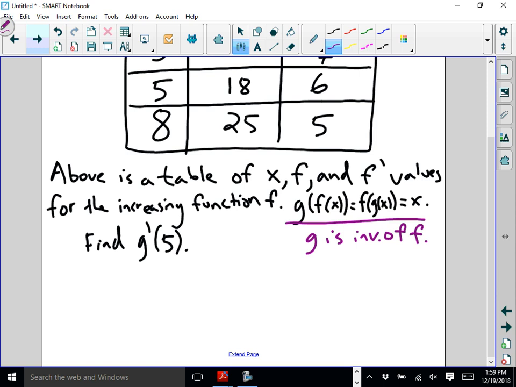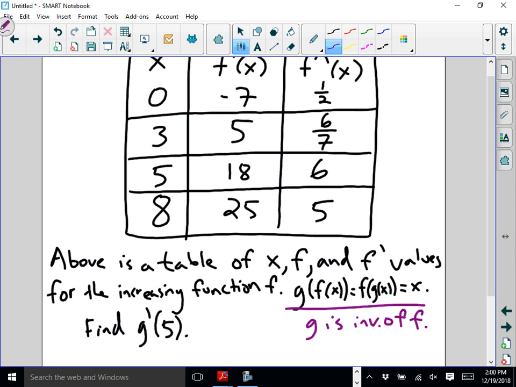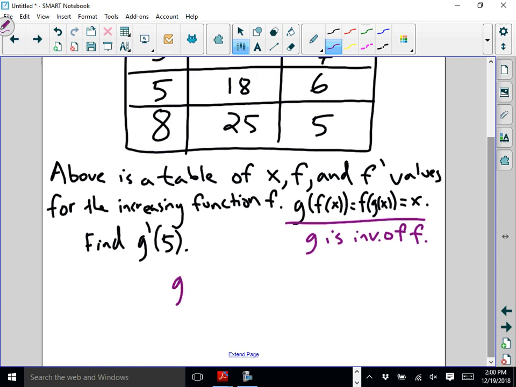Now again, we want to find g prime of 5. Okay? Now, when I look up at this table, I see 5s all over the place, right? Also notice, the question is about g prime of 5, but the table is all about f, right? What I need to figure out here is what is my crossover point? So instead of focusing on g prime of 5, let's think about g of 5 real quick. Okay? I want to identify what my crossover point is.